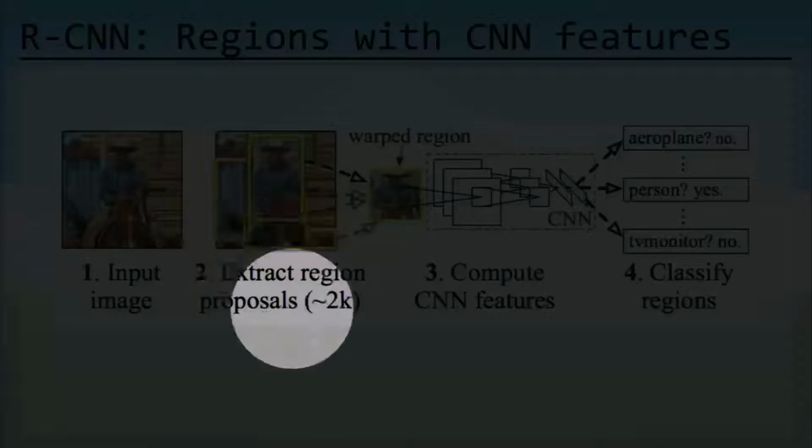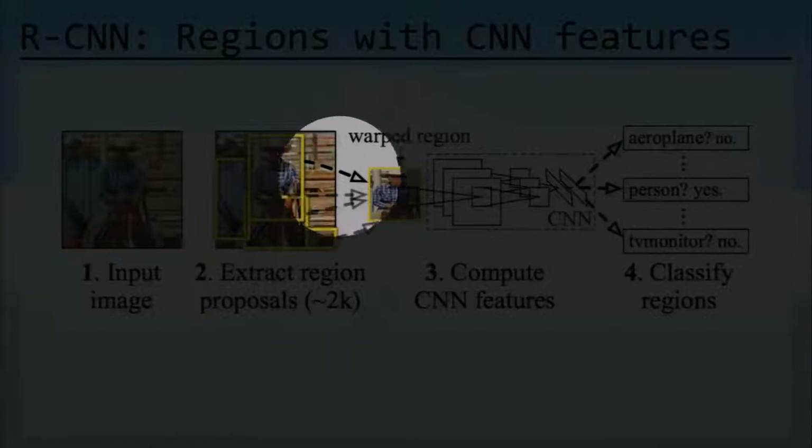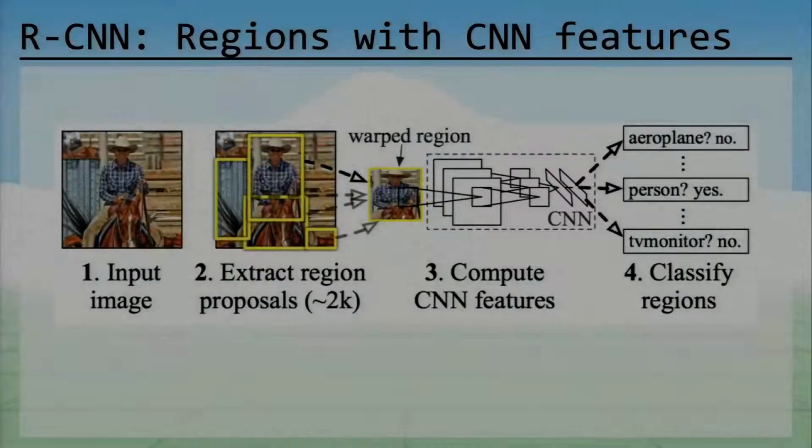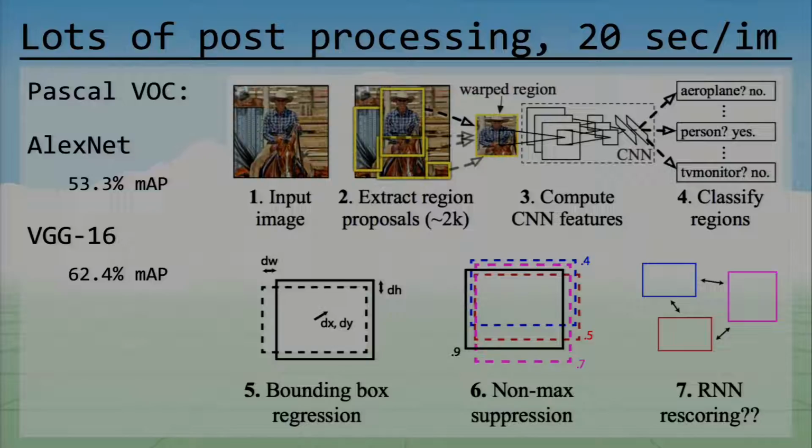And so after we've extracted these region proposals, we're going to resize them and run them through this convolutional network, and then run a linear classifier at the end to classify these regions into what category they are for Pascal VOC, or potentially background, and then all of the category predictions would be 0.